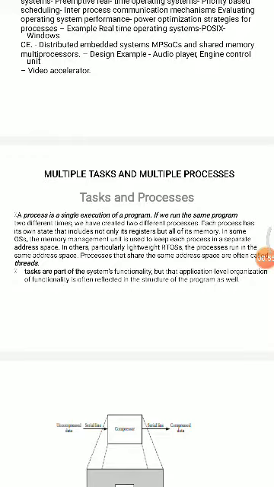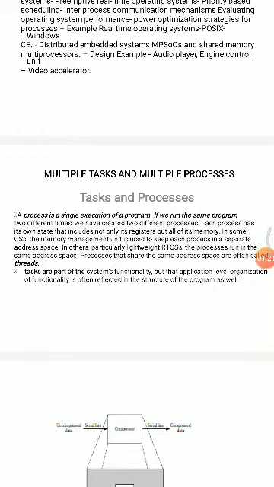So, tasks and processes. What is meant by tasks and processes, and what is the definition for them? A process is a single execution program. If we run the same program two different times, we have created two different processes. Each process has its own state that includes not only its registers but also its memory.